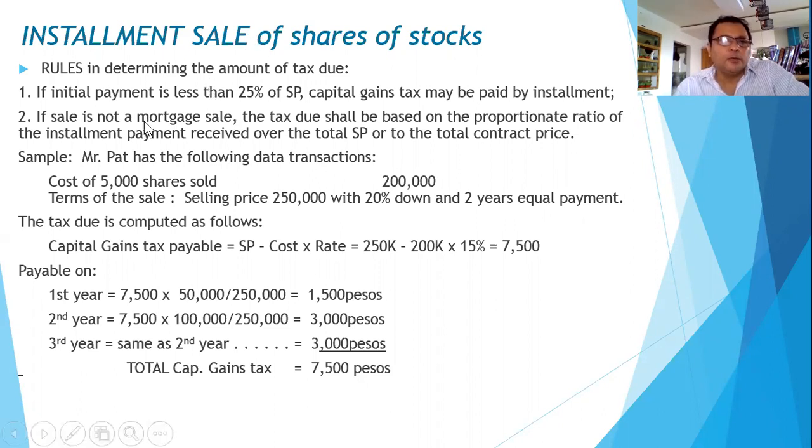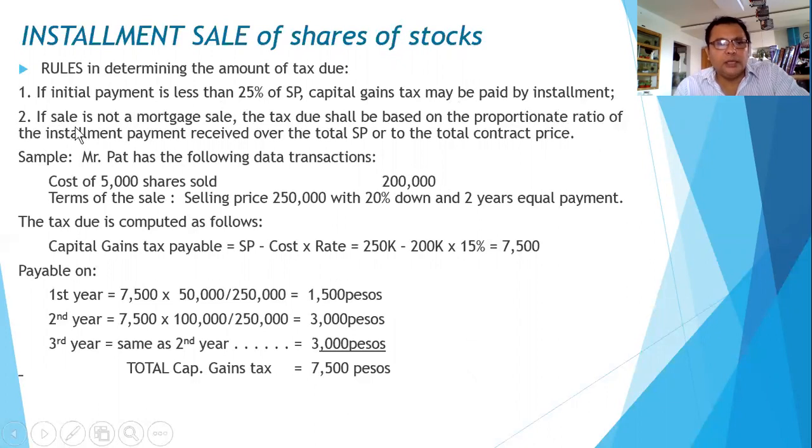First, we have to determine if the initial payment is 25% or less of the selling price. So this should be 25% or less. Then capital gains tax may be paid by installment. If it is more than 25%, the initial payment is more, then it cannot be paid by installment. It's treated as a cash sale.